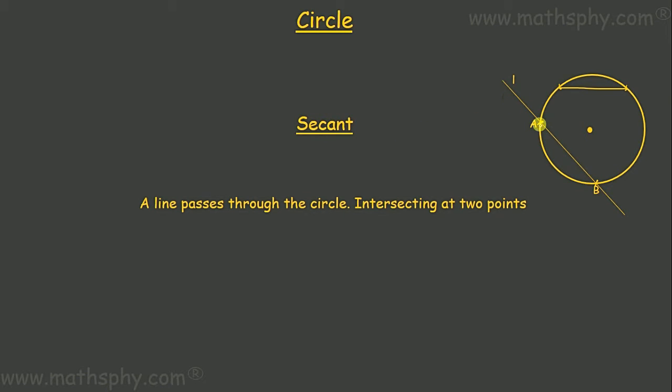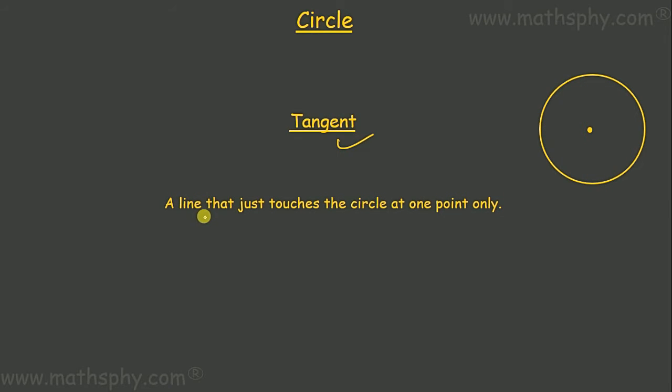Secant goes through the circle and joins any 2 points. So any line passing through the circle intersecting at 2 points is called a secant. Tangent: a line that just touches the circle at 1 point only.